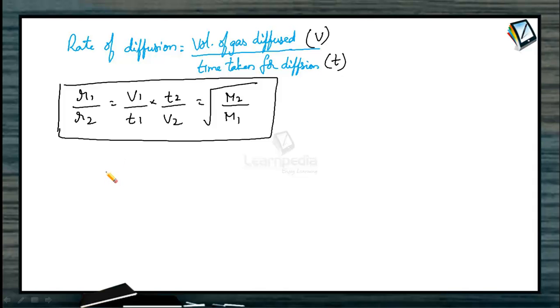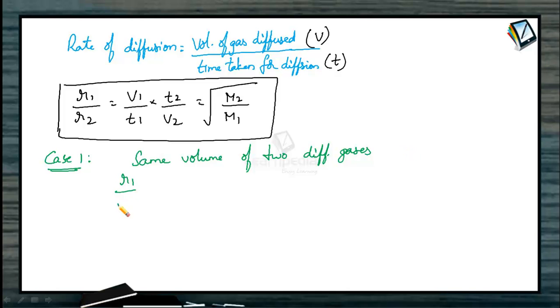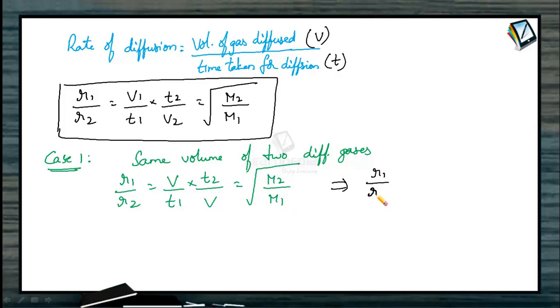Now let us take two cases here. First case: under similar conditions, if the same volume of two different gases diffuses in different time intervals, then what happens? R1 by R2 is equal to V upon T1 into T2 upon V, which is equal to root over M2 upon M1, isn't it? As the same volume of gas is diffusing in different time intervals, R1 by R2 is equal to T2 by T1, which is equal to root over M2 by M1.